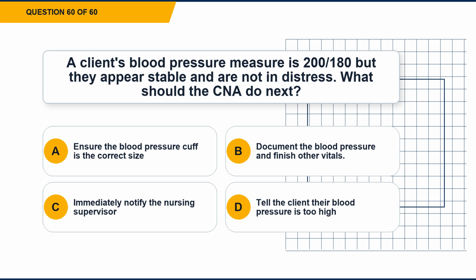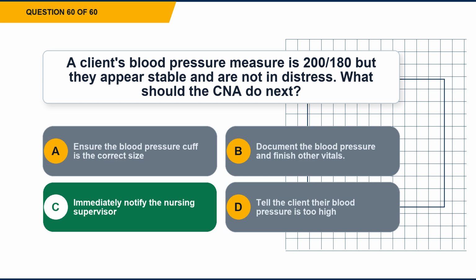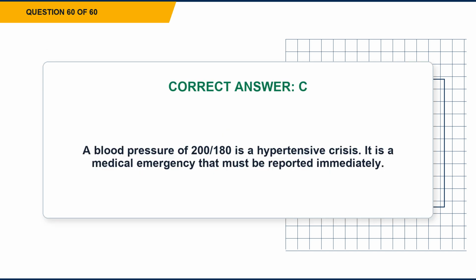Question 60. A client's blood pressure measure is 200/180 but they appear stable and are not in distress. What should the CNA do next? Option A. Ensure the blood pressure cuff is the correct size. Option B. Document the blood pressure and finish other vitals. Option C. Immediately notify the nursing supervisor. Option D. Tell the client their blood pressure is too high. The correct answer is option C. Immediately notify the nursing supervisor. Explanation. A blood pressure of 200/180 is a hypertensive crisis. It is a medical emergency that must be reported immediately.